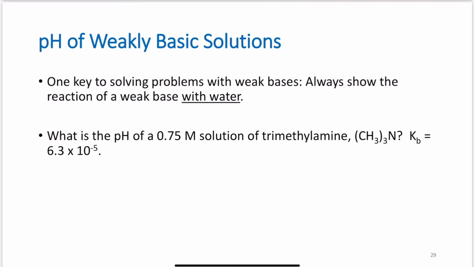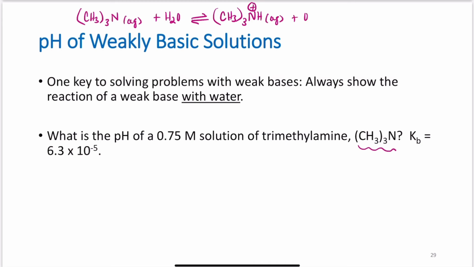What is the pH of a 0.75 molar solution of trimethylamine? It gives me the formula trimethylamine and then the Kb value. Trimethylamine has 3 methyl groups, so (CH3)3N. And this reacts with water to form (CH3)3NH plus aqueous plus OH minus.